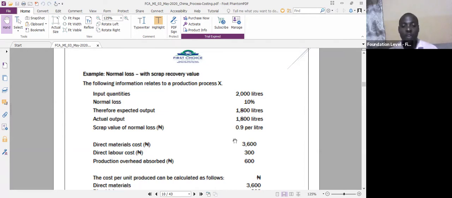And we said the scrap value of normal loss. That normal loss is 200 units, or 200 liters. Each liter would sell for 0.9 naira. Then we are told that our direct material cost is as usual, 3,600. Our direct labor and production overhead is 300 and 600 respectively, just like old time. The only thing different between this question and the previous one is the scrap value of normal loss.